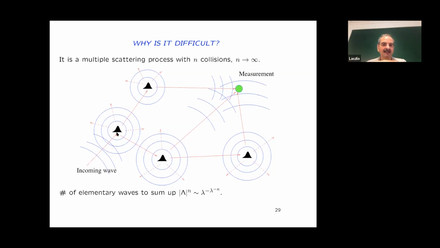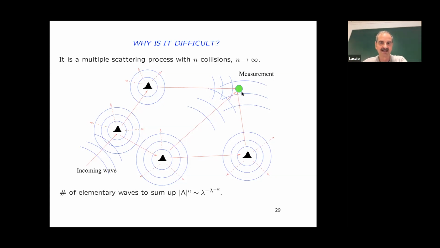Then it goes on, but of course it has many possible trajectories. So I just drew 2 possible trajectories, and it undergoes a second collision and so on. And so this very quickly generates a huge set of elementary waves encoded by the various collision histories.